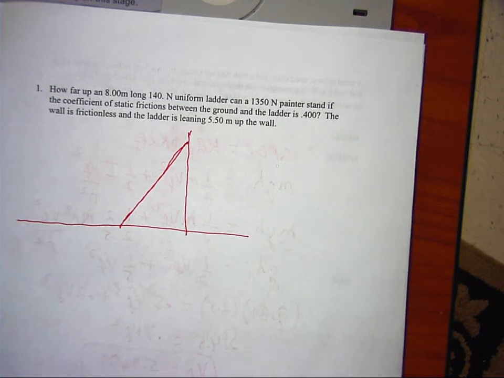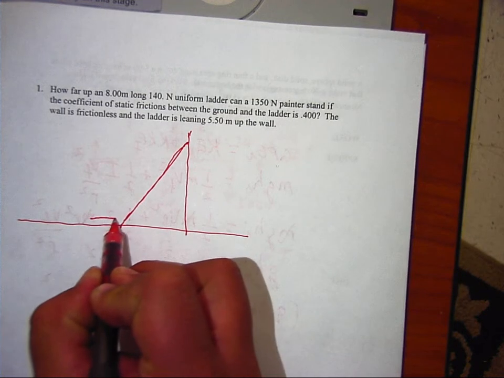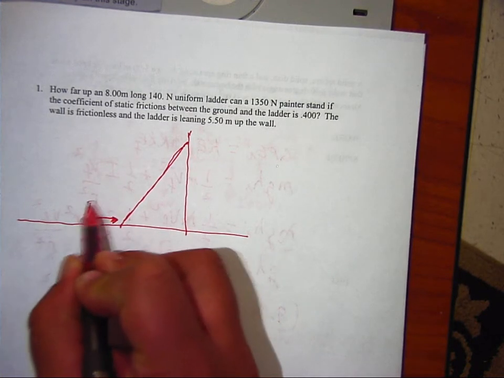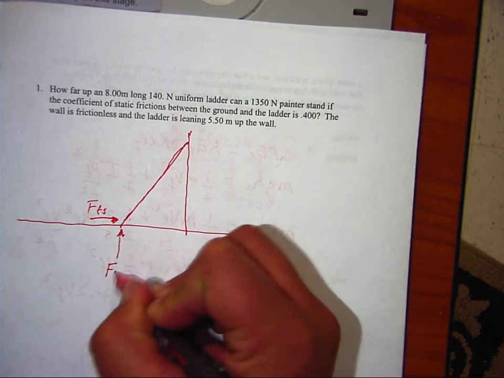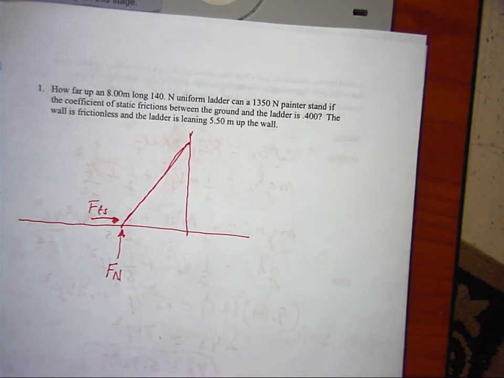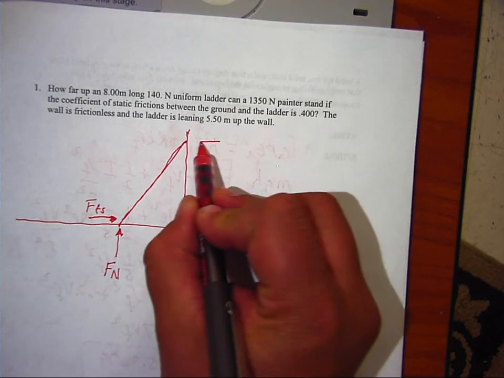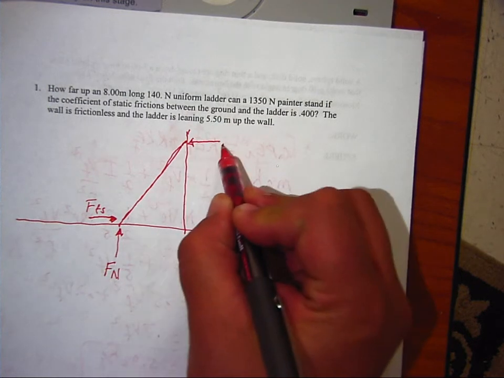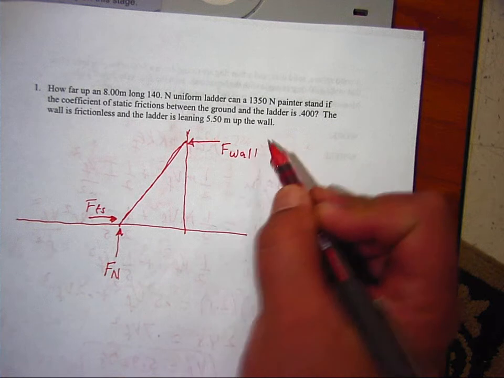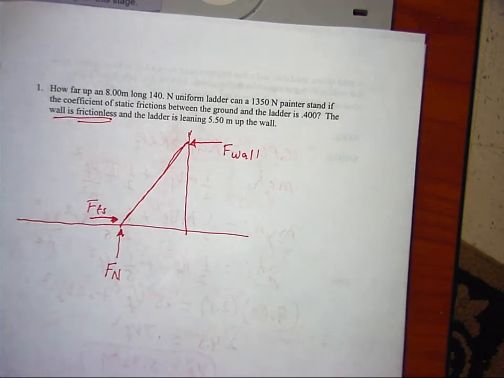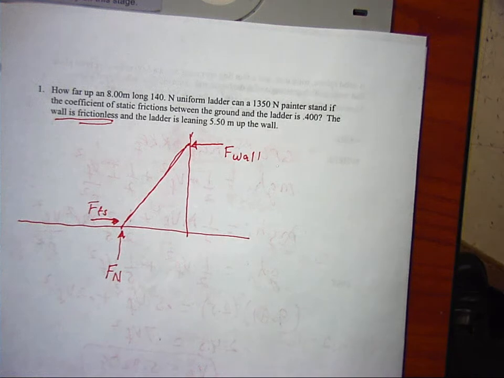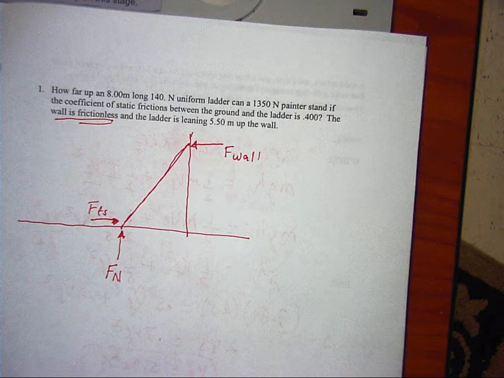All right, so since the ladder wants to slide out, friction acts this way. So there's force of friction. The ground pushes up with a normal force. The wall pushes out on the ladder. And it's virtually impossible to solve if there's friction on the wall. So every time you have a ladder problem, the wall is going to have no friction because it makes it too hard to solve. Really? Yeah. Virtually impossible.